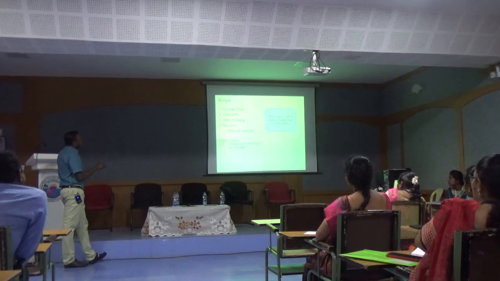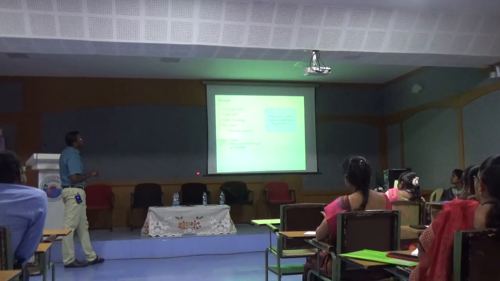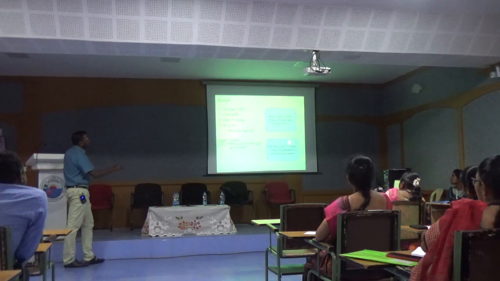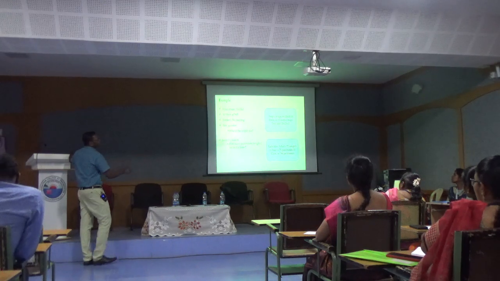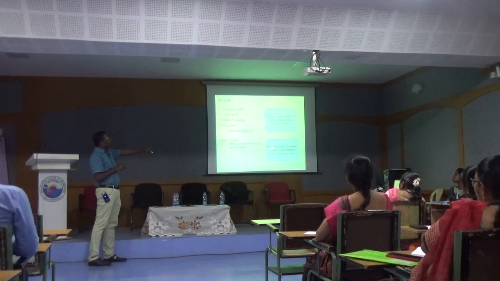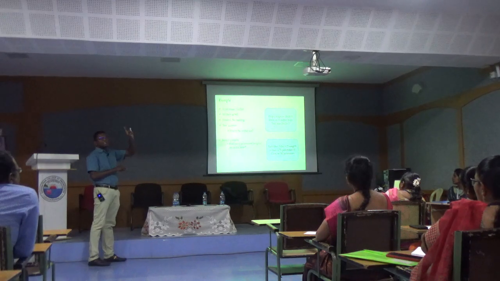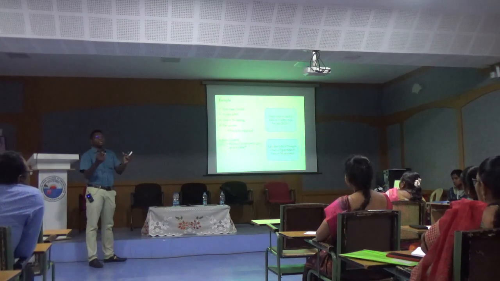So next is, how many parameters in this layer? Parameters means weights. That is, each filter 5 into 5 into 3, 75 weights are there. Plus 1 bias, that is 76 parameters, into 10 such filters. 760. This is how we calculate the parameters.